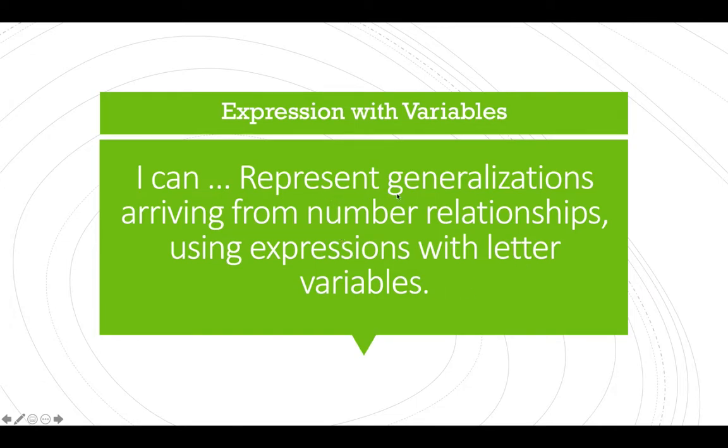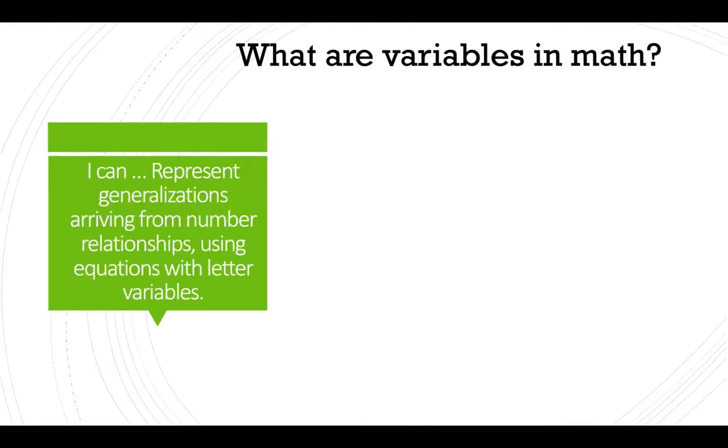Okay, so you can represent generalizations, i.e. you can make up a pattern rule, okay? Arriving from number relationships. So that's like a table or a picture. We've already been exploring those, okay? So you can already do this part. This part is the new part, using expressions with letter variables, okay? That's what we're going to be focusing on today. So the work we did over the past week is this. Today we're just kind of adding on another little step.